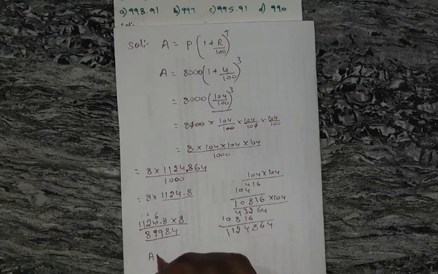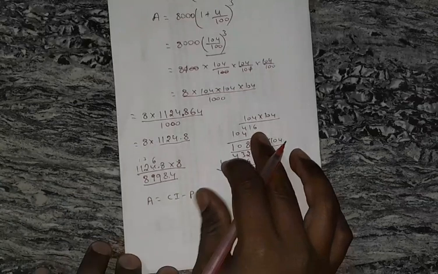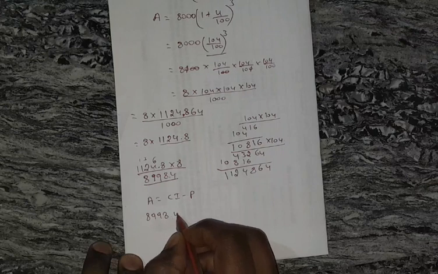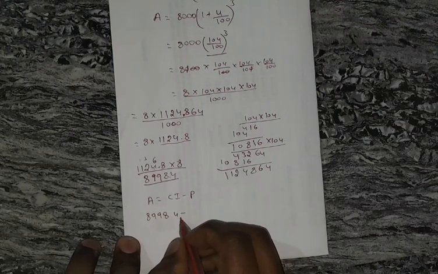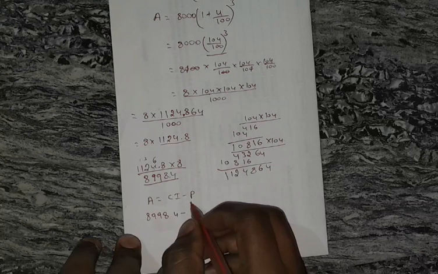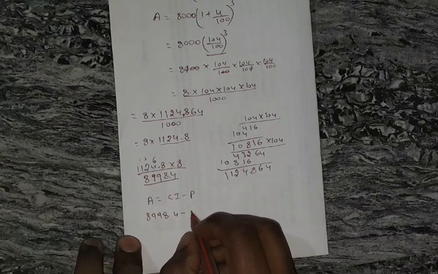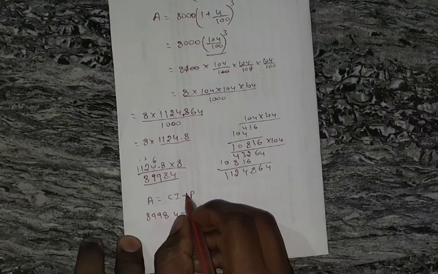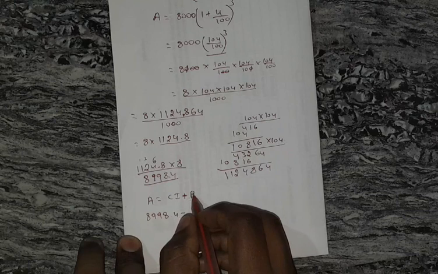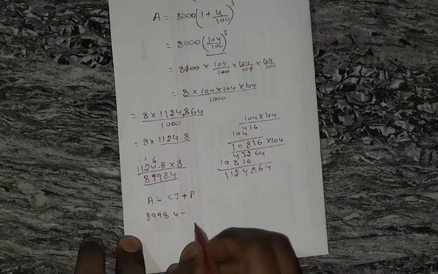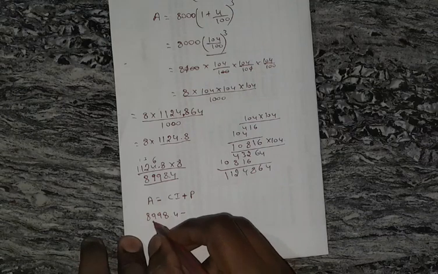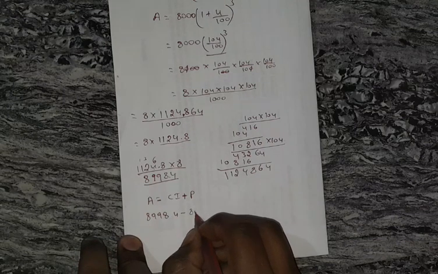is, amount is equal to compound interest minus principal amount. Now the amount is 8998.4 minus this one, principal amount. Sorry, here compound interest plus principal amount is equal to amount. So I'm making amount minus principal amount, which is 8,000.